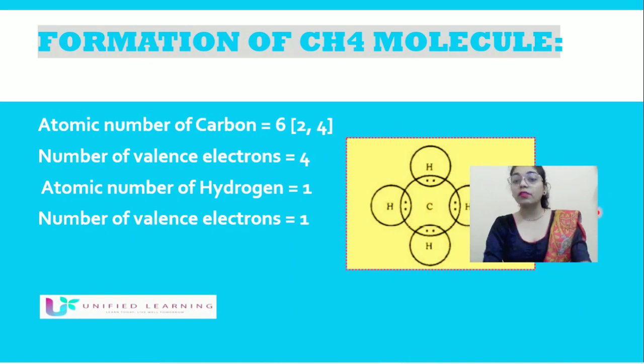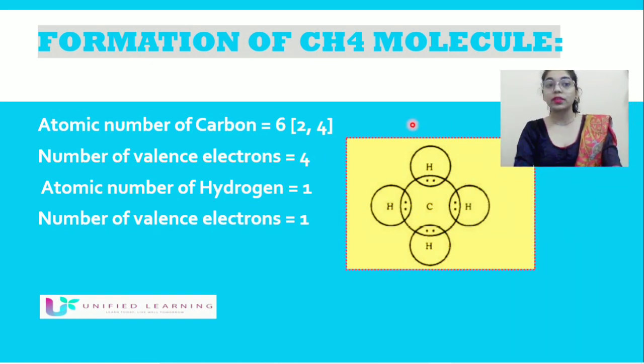Moving further with the formation of the CH4 molecule. The atomic number of carbon is 6, so its valence electrons are 4. The atomic number of hydrogen is 1, and its valence electron is 1. Already talked about. So how are they forming the molecule? We have one carbon atom and four hydrogen atoms, and this is how it forms the CH4 molecule, which is also known as methane.